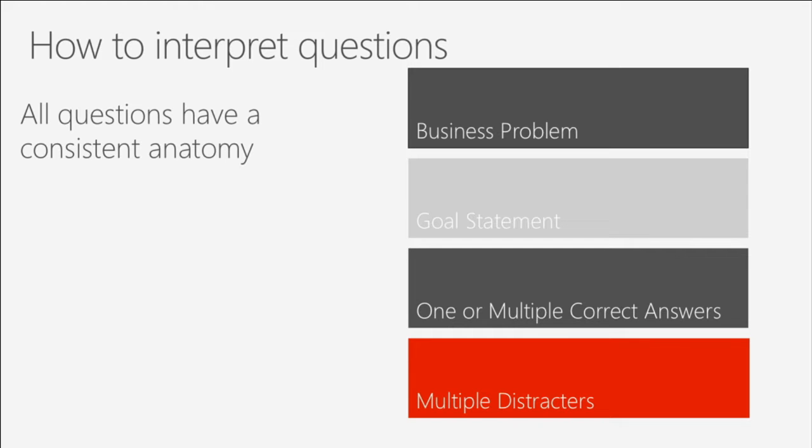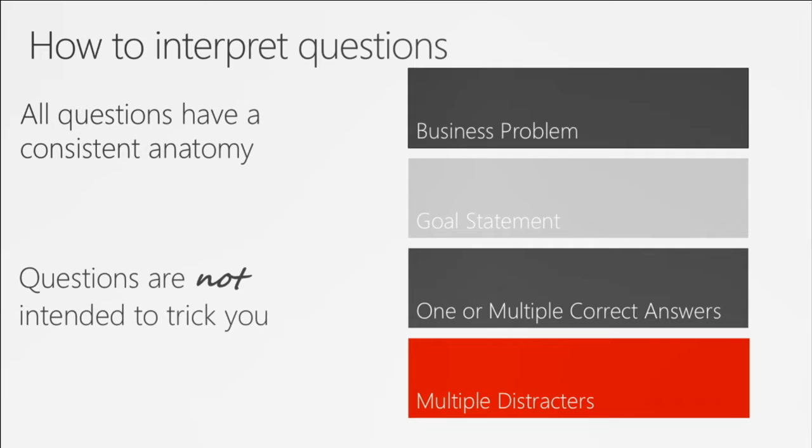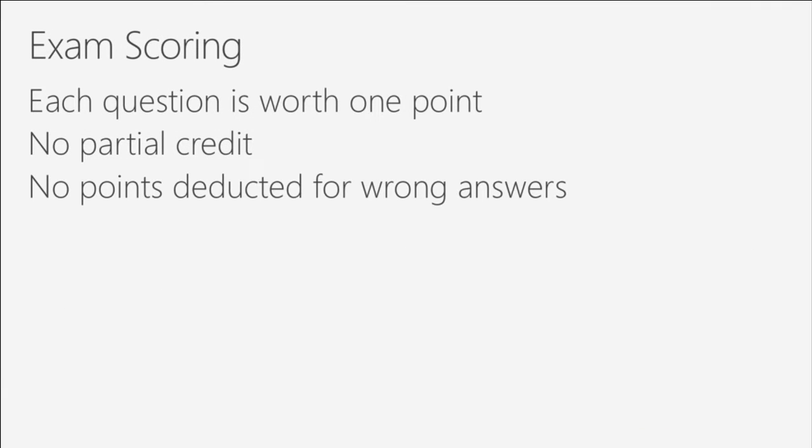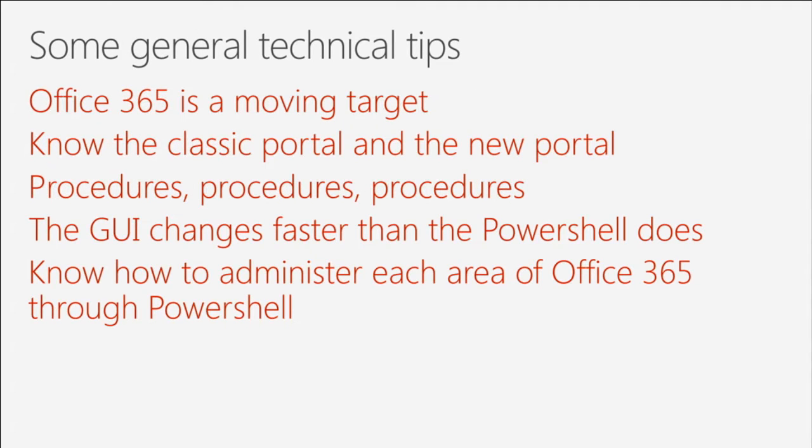There are also multiple distractors. There's the obviously wrong answers. So again, you've got to work out what's the rubbish and what's the good ones. And again, that'll come with experience. Questions are not designed to trick you. So there's no tricks in there. So again, be aware of that. Each question is worth 1 point. There's no partial credit, so if you got A and B right, but you didn't get C right, then the answer is wrong. There's no points deducted for incorrect answers as well.